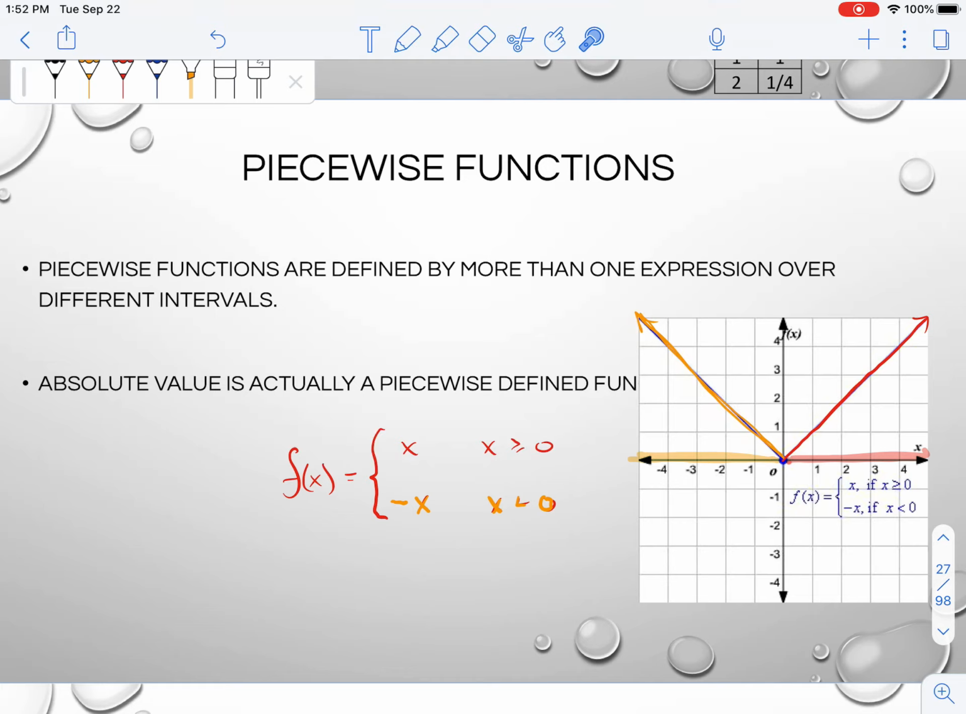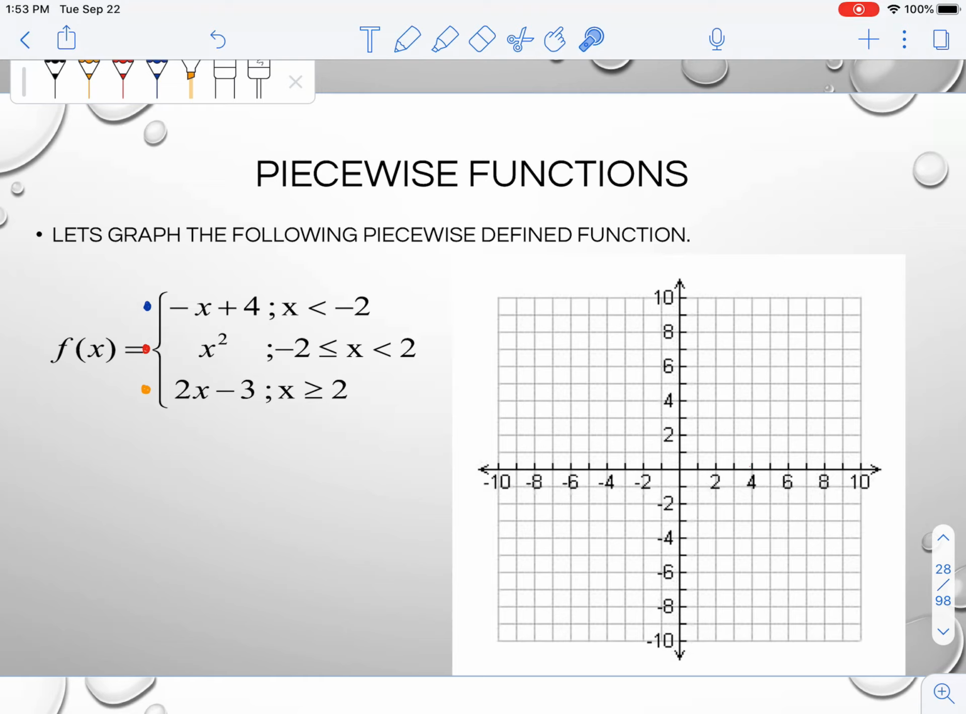When we graph these, sometimes it's easiest to sketch the entire graph of a particular function and then go back and delete the portions that you don't need. So what I have here is f of x equals the opposite of x plus 4 when x is less than -2, x squared when x is between -2 and 2, and 2x minus 3 when x is greater than or equal to 2. I'm going to do this in 3 different colors.